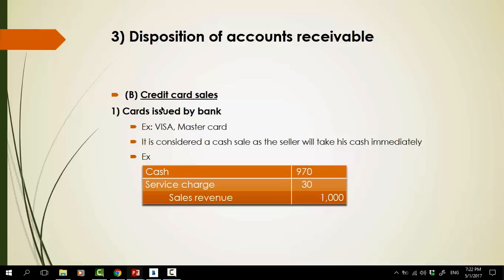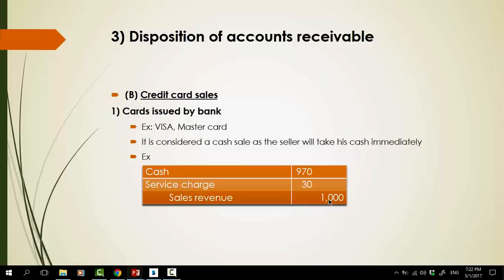Another subject is the credit card sales. Credit card sales means that we sell inventory, or sell as a merchandiser, via credit cards. If I'm a merchandiser and I sell inventory through credit cards, Visa or MasterCards, these cards issued by banks, then if I sell merchandise through credit cards, as if I sold the merchandise for cash, I will record cash and sales revenue.